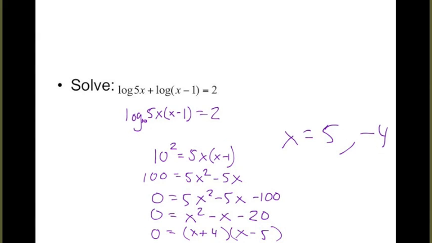Now we want to check these and make sure that neither one of them causes us to take the log of a negative number, because if it does, it doesn't actually work. We can't take the log of a negative number, just like we can't take a square root of a negative number. So if I plug in a 5, I would get 5 times 5 is 25, and 5 minus 1 is 4 inside of those logs, and that's fine. If I plug in the negative 4, 5 times negative 4 would be negative 20, and that is not fine. We cannot take the log of a negative number. So the negative 4 solution is actually extraneous. It worked in solving, but it doesn't work when we actually take it back to the problem.